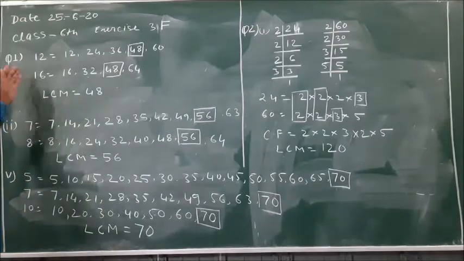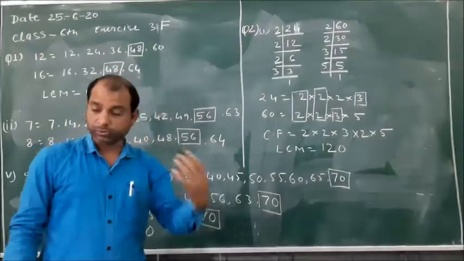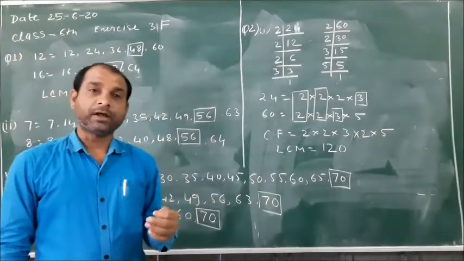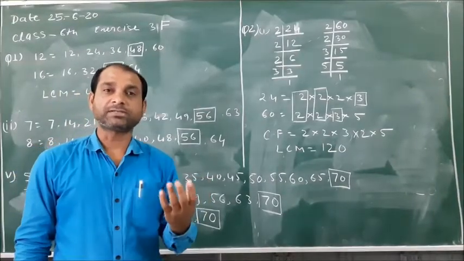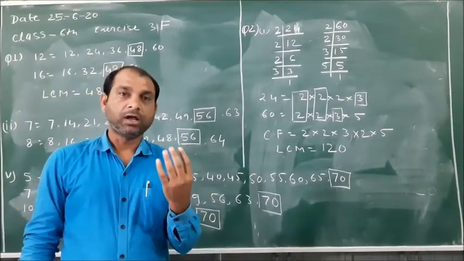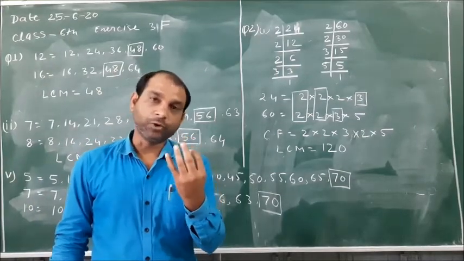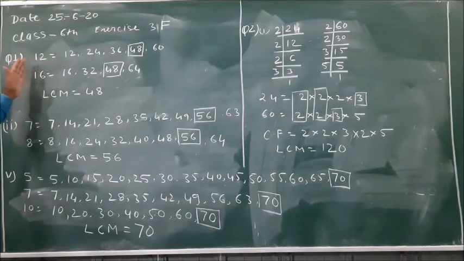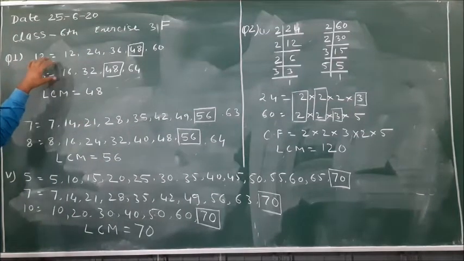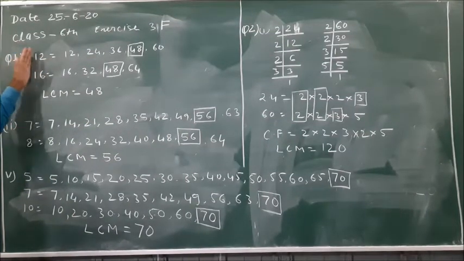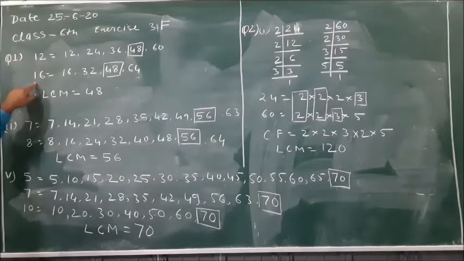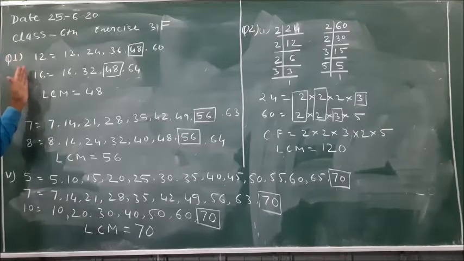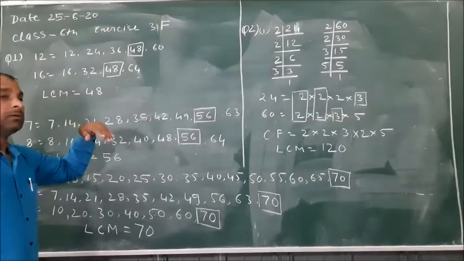So first, I told you last time, we find the HCF and LCM by 4 methods. How many methods? By 4 methods. Here one method is by the multiple method. So first we find the multiples of 12 and 16. These are the questions, 12 and 16. First we find the multiples, and how we find the multiples?